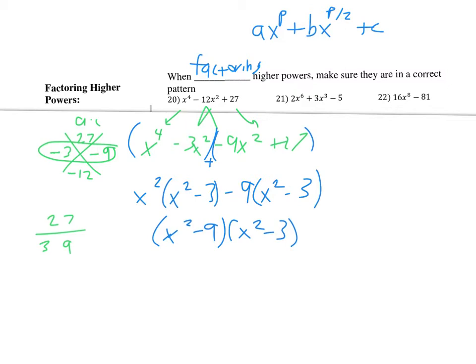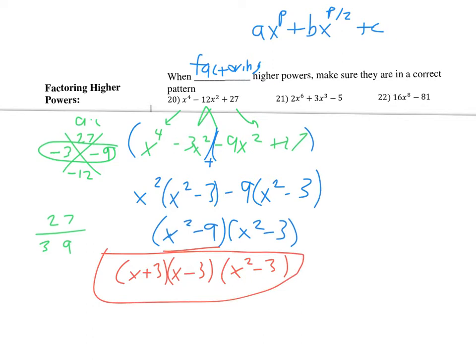Actually, I see here, and you should always double check this when you're at the higher powers, can you refactor one of these? I notice that this one right here is the difference of two perfect squares, so I can break that down as x plus 3 times x minus 3. 3 is not a perfect square, so I cannot factor this one anymore. I'm just going to leave it like that.